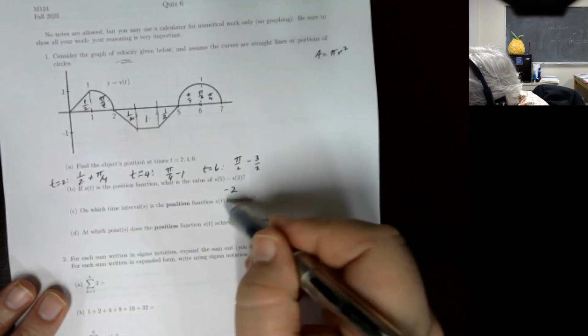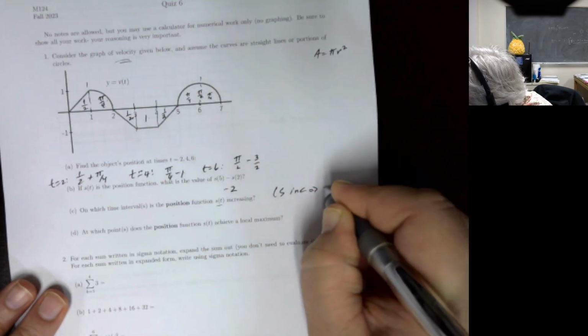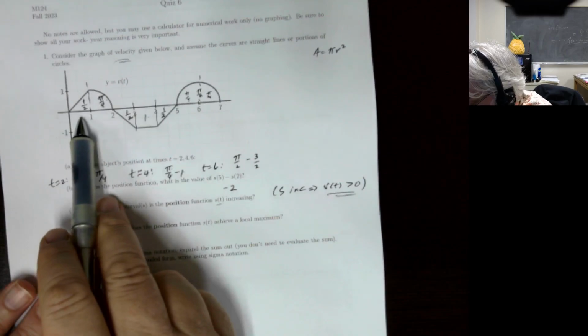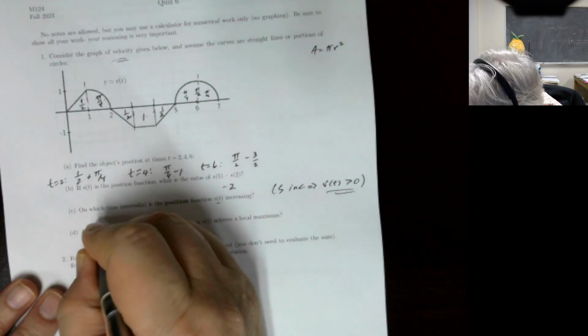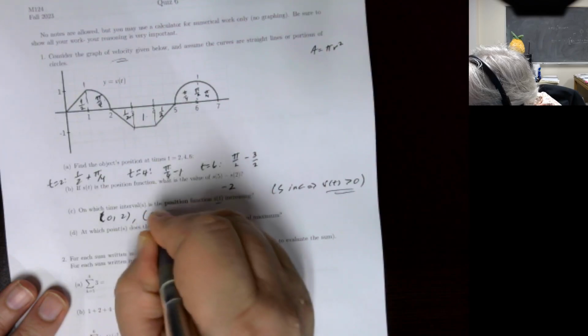Okay, so on what time interval is the position function increasing? Well, s of t is increasing means that v of t is greater than 0, right? So we look to see where our velocity function is positive. That's between 0 and 2 and 5 and 7. So 0 to 2. Really, we shouldn't include those endpoints, but I didn't count it off if you did.